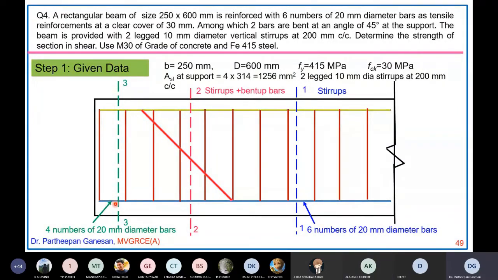What about section 3? Vertical stirrups, sir. Only vertical stirrups. Are bent-up bars there or not? Yes, sir. Somebody else is also answering. Yes, Telma. Bent-up bars, cranked at supports. But the bent-up bar is only there here. Will it anyway help in resisting this diagonal crack?